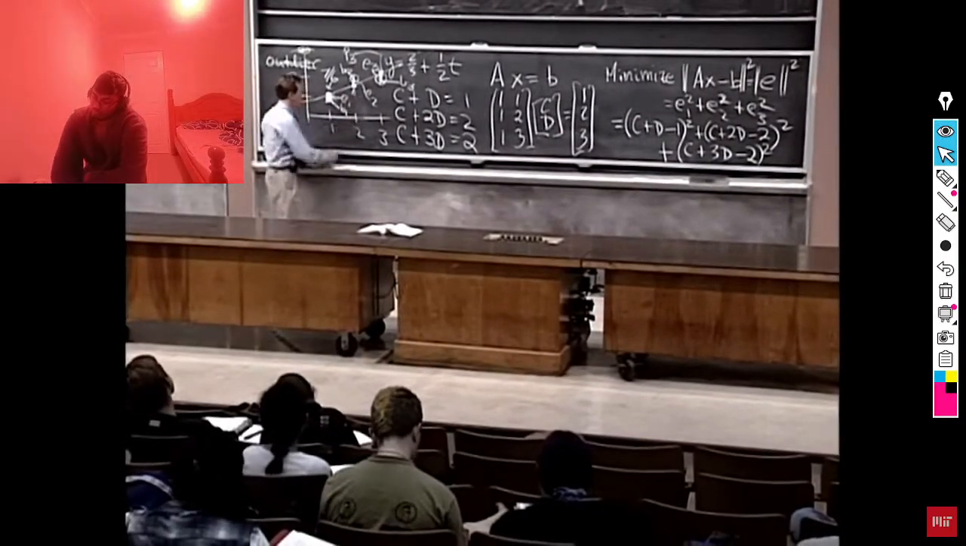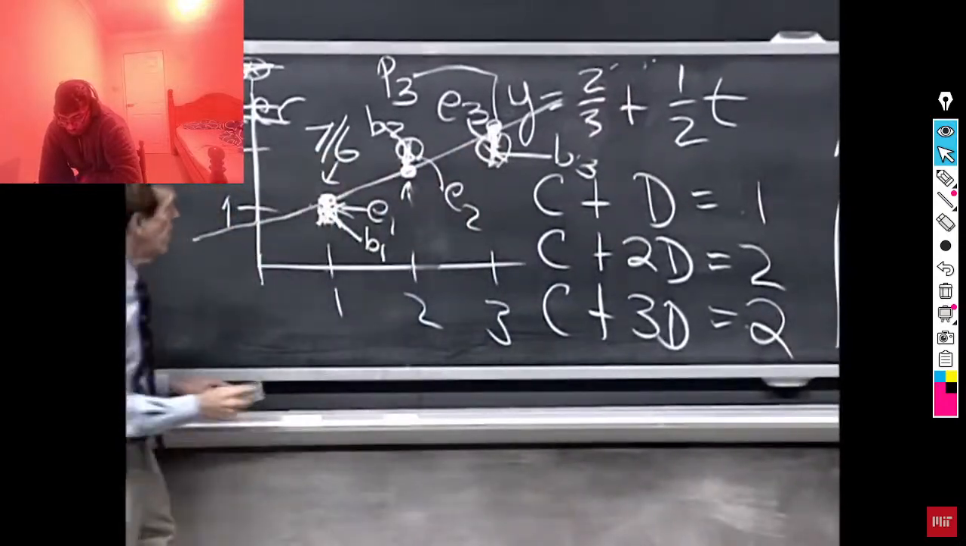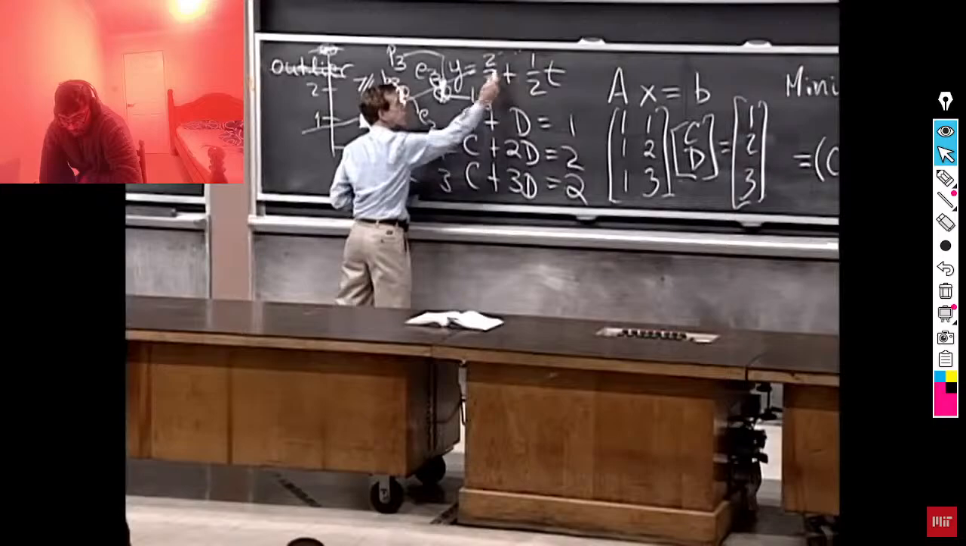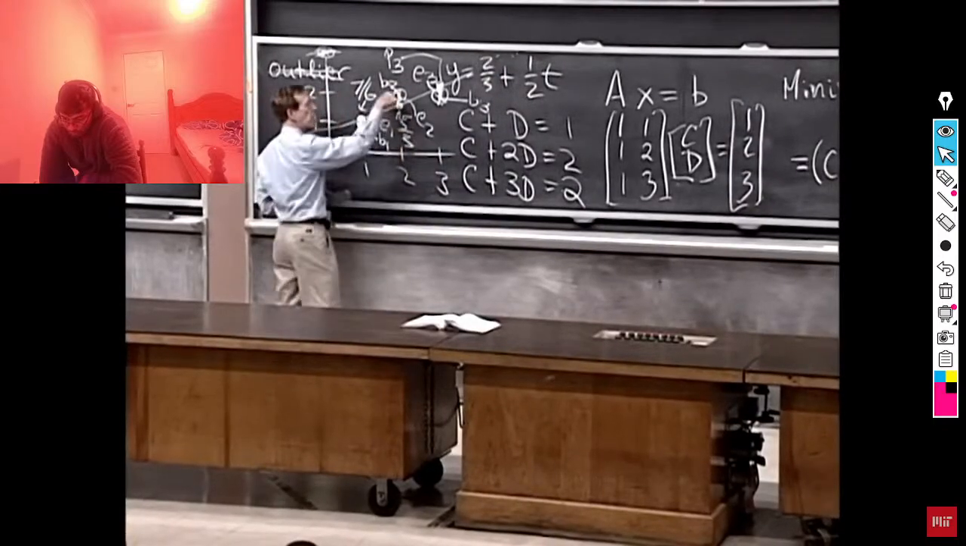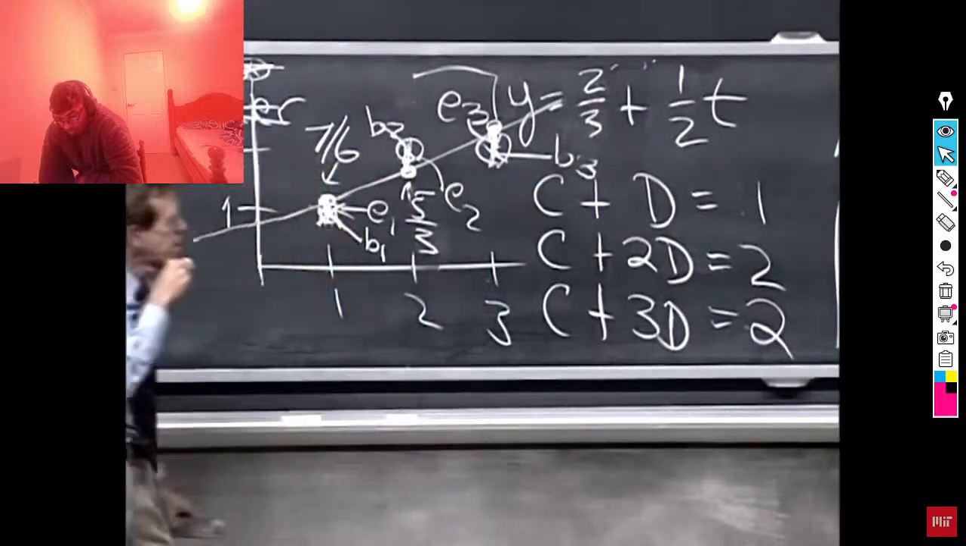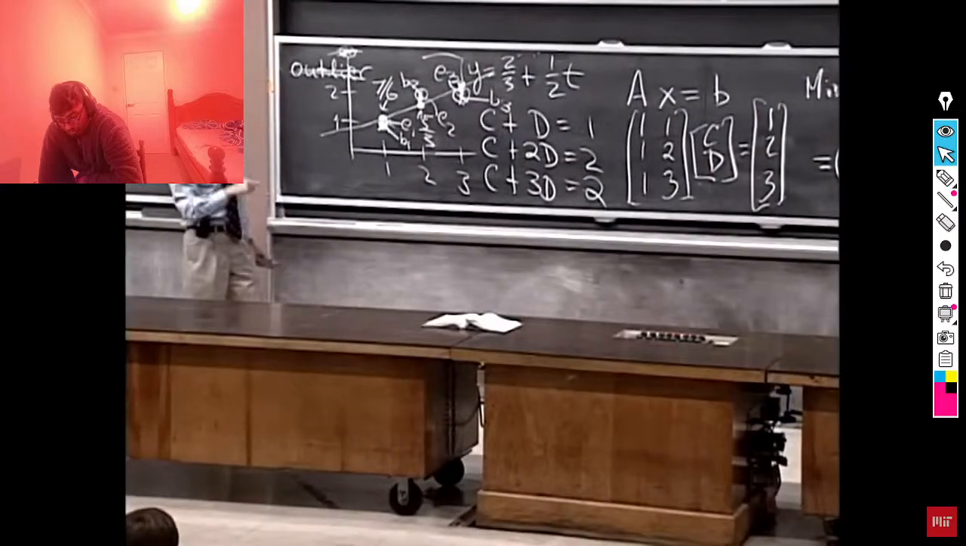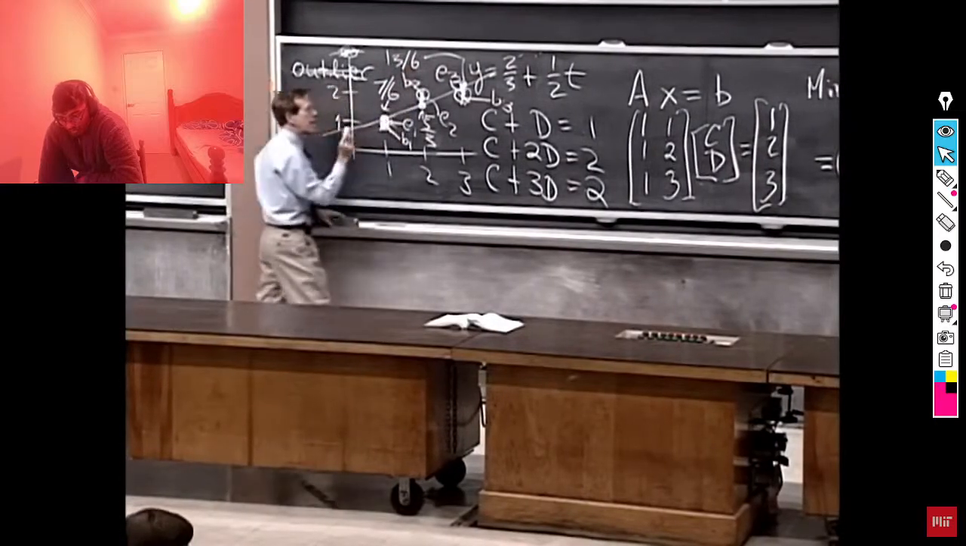What's P2? At the point t equal to 2, where's my line here? At t equal to 2, it's 2/3 plus 1, that's 5/3. And that's sure enough smaller than the exact 2. And then the final P3, when t is 3, what's 2/3 plus 3 halves? It's the same as 3 halves plus 2/3. So maybe 4/6 and 9/6, that's 13/6. Oh, look at this.